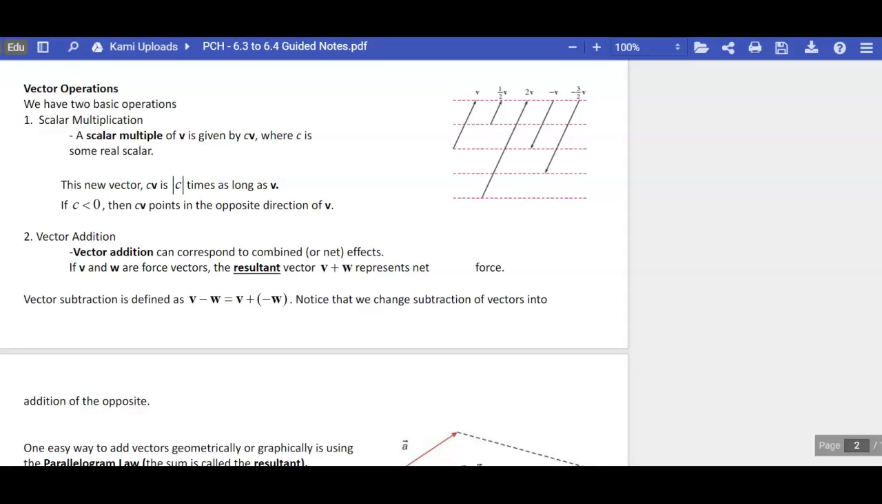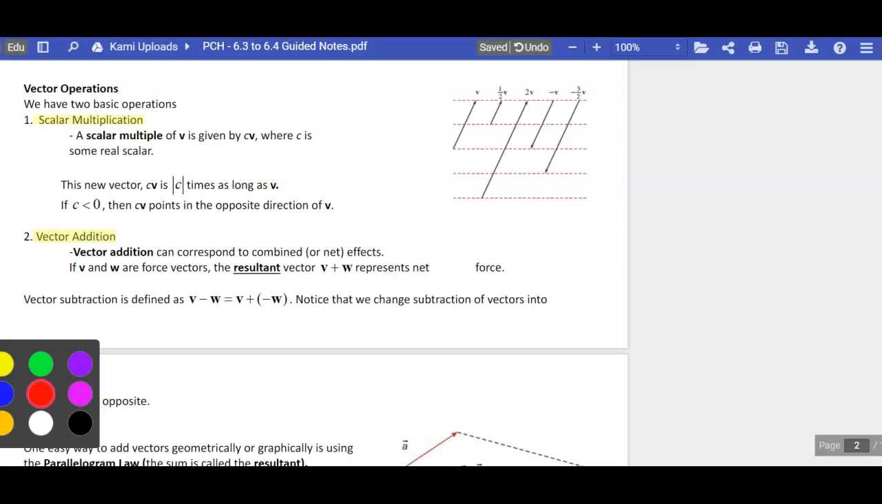This is Mr. Martin. This video is going to cover part 2 of the first day of section 6.3. We're going to talk about vector operations. So in general, we have two basic vector operations. We're going to have scalar multiplication, which I'll talk about in a second, and then we'll have vector addition. So let's start with scalar multiplication.